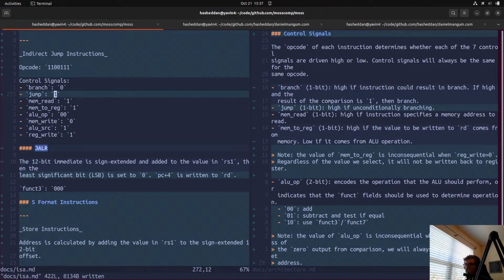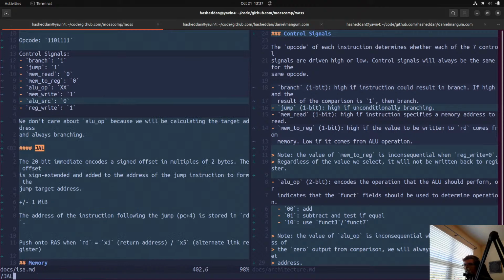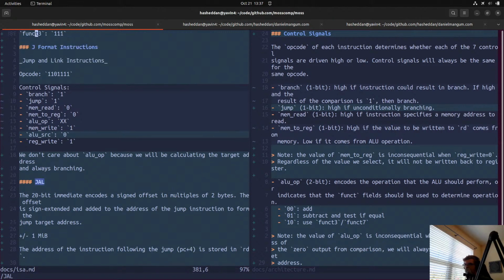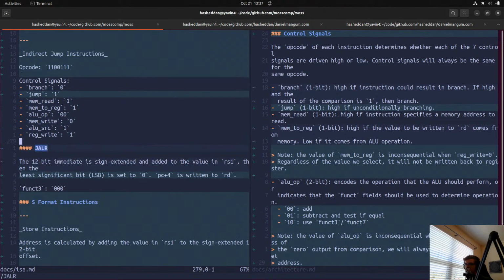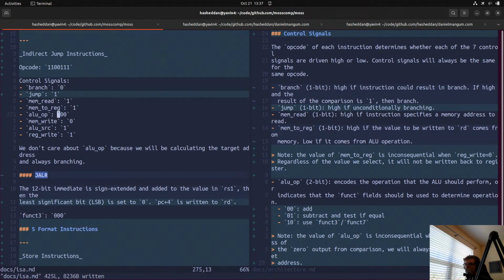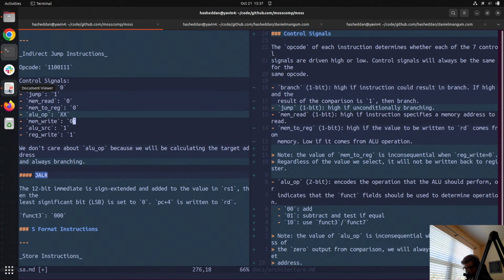Jump should be 1. And we'll grab this. Mem_read 0, mem to reg 0, and let's see. We do have write back though, because we need to write PC plus 4 to RD.